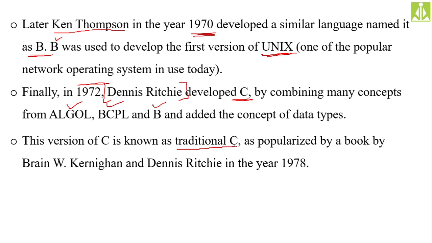Who called this language traditional C? The team of people, Dennis Ritchie's team, called this language traditional C in their book. The book is by Brian W. Kernighan and Dennis Ritchie, published in the year 1978. So this is the first version, the traditional version of C developed by Dennis Ritchie.